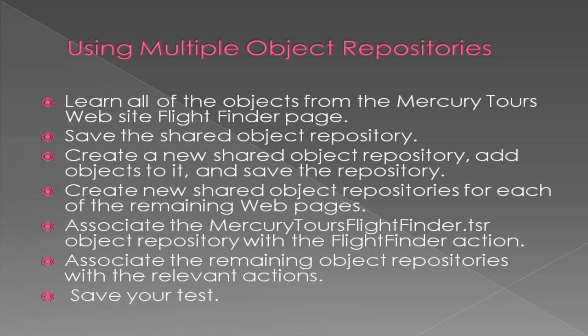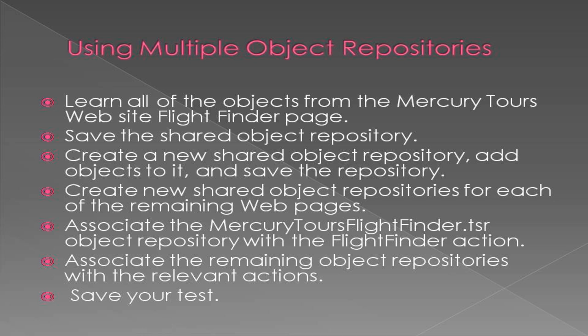8. Associate the Mercury's Flight Finder TSR object repository with a Flight Finder action. A. Switch to QuickTest and open the Resources pane, if it is not already open, by choosing View > Resources, or clicking the Resources pane button. B. In the Resources pane, right-click the Flight Finder action, and choose Associate Repository with Action. The Open Shared Object Repository dialog box opens. C. Locate and select the Mercury's Flight Finder TSR shared object repository and click Open. The object repository is now associated with the Flight Finder action and is displayed in the Resources pane as a child of that action.